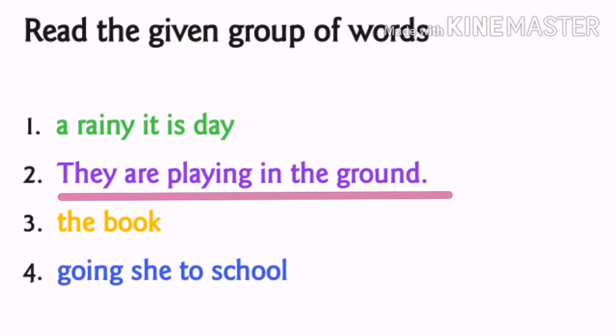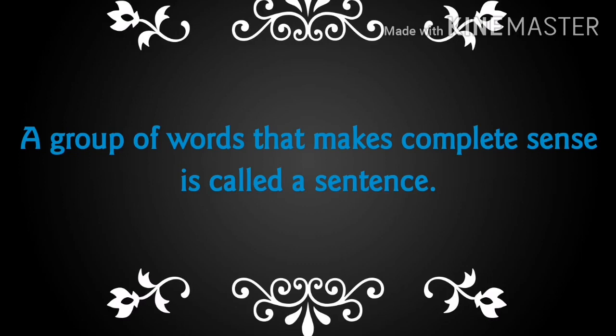Yes, the sentence begins with a capital letter and ends with a full stop. If a sentence doesn't have a subject and a verb, it is not a complete sentence. For example, the third one, the book. We don't know which book they are talking about and which action is going on. So, what is a sentence? A group of words that makes complete sense is called a sentence. Write this in your notebook.